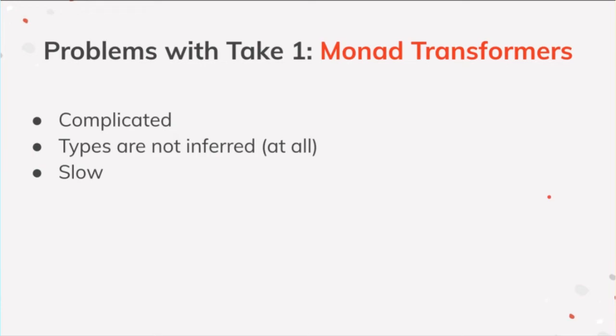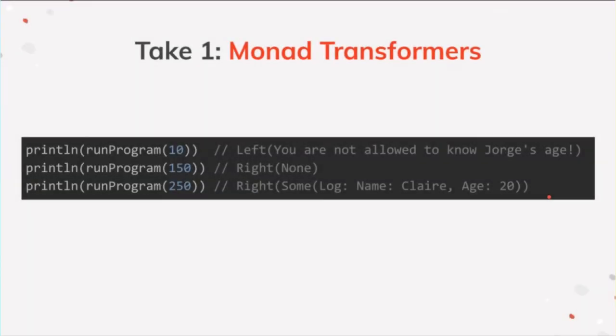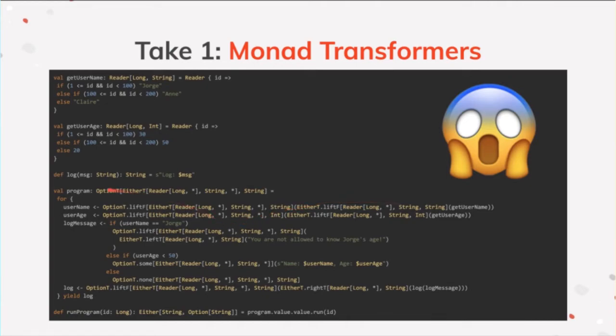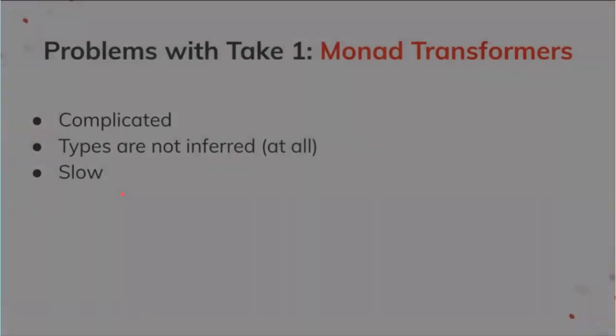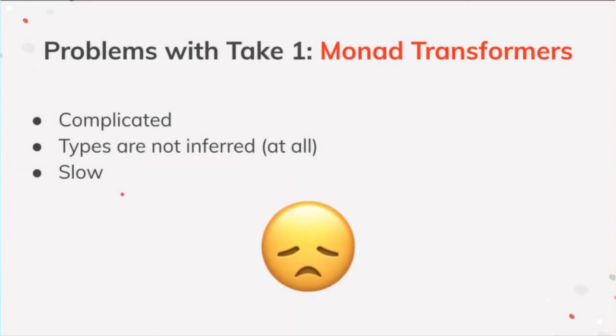The solution that ZIO Prelude offers to monad transformers is the ZPure data type. As you can see, it has 5 type parameters. So if you know ZIO and you thought ZIO had a lot of type parameters, you were wrong, because ZIO just contains 3 type parameters, and now ZPure contains 5. So that's 2 more.